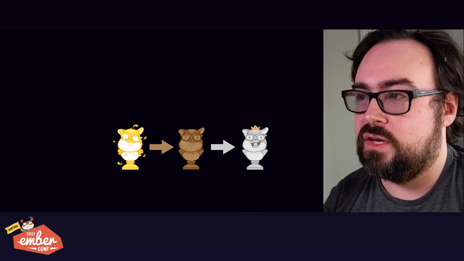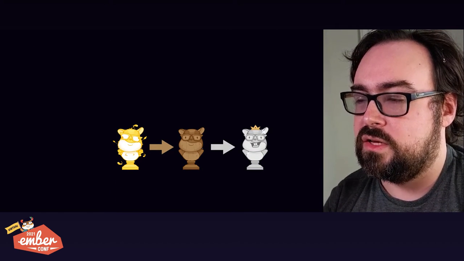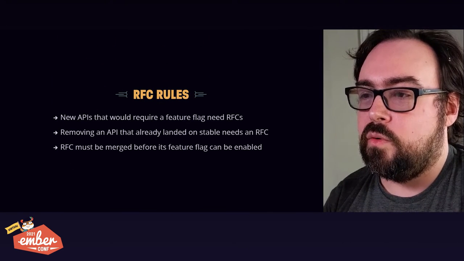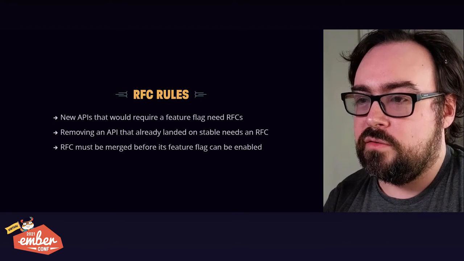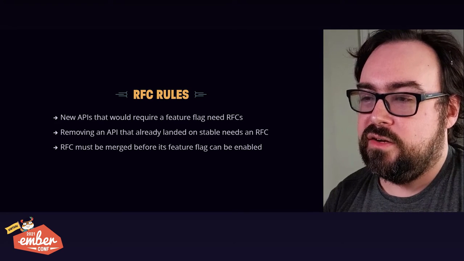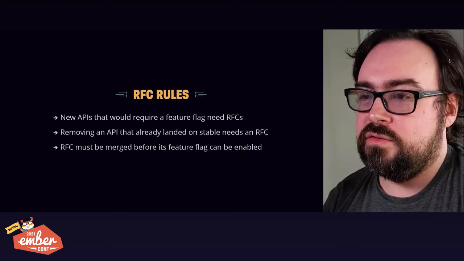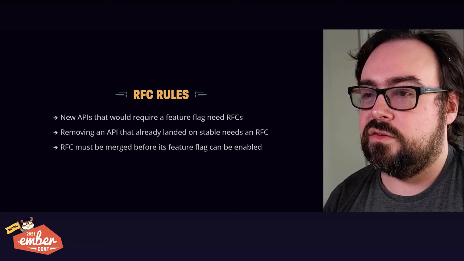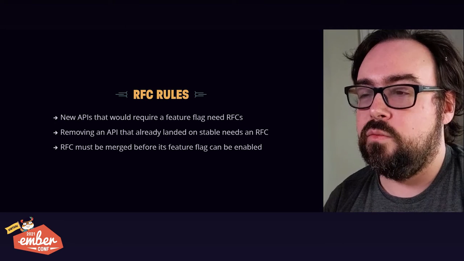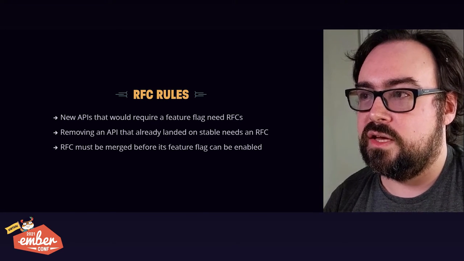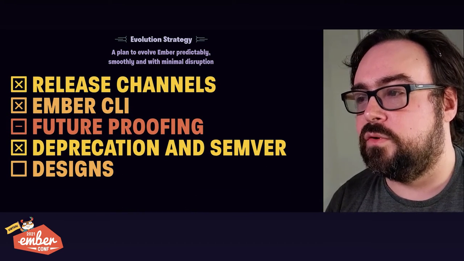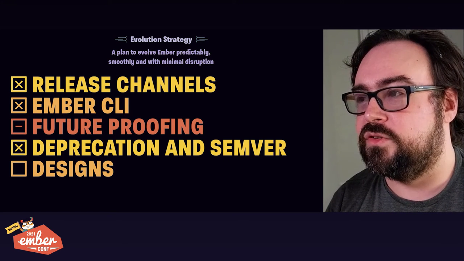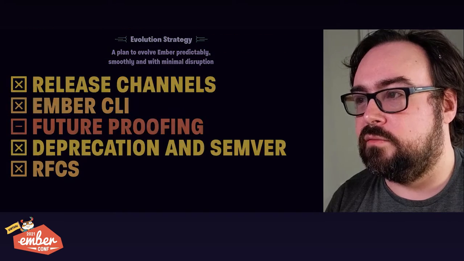We added an RFC process to Ember before the stages process. And here are the rules. To add a new API that would require a feature flag, first you need an RFC. Removing an API that already landed on stable needs an RFC. And RFCs have to be merged before its feature flag can be enabled. And those rules apply to the core team, to contributors, and anyone who wants to participate in Ember's design. The solution for evolving the design of Ember's APIs, and also a lot of other things, including actual design, like the website, is going to be RFCs.